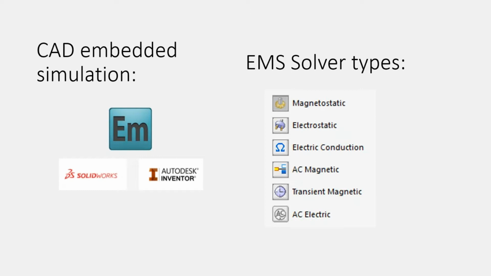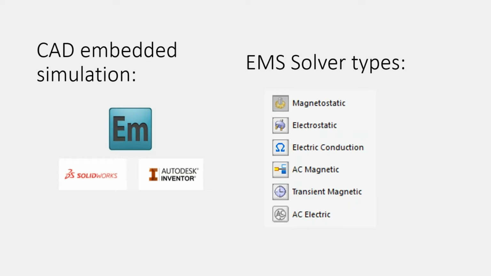EMS has 6 solver study types, and those can be roughly divided into magnetic and electric solvers. There are 3 magnetic solvers: magnetostatic, AC magnetic, and transient magnetic. Magnetostatic solver allows you to analyze magnetic fields, forces, currents, and associated phenomena in a steady state mode. AC magnetic does that in a frequency domain, and transient magnetic analyzes and computes all those results in a time domain.